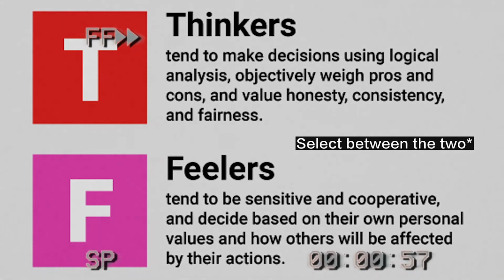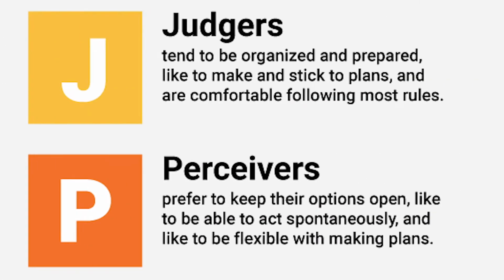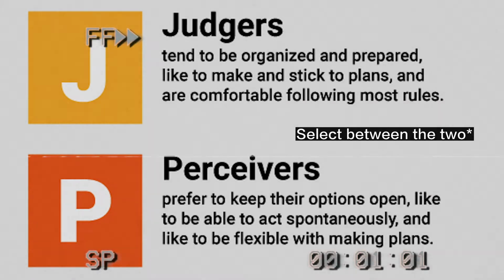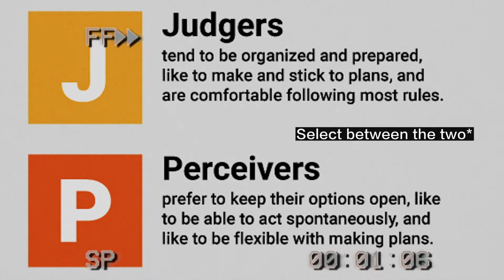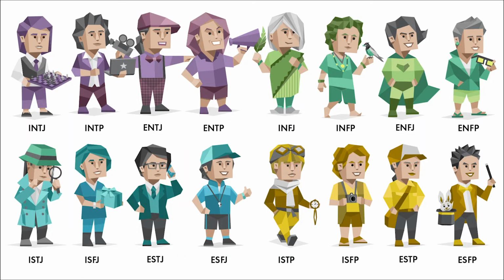They tend to be sensitive and cooperative, and decide based on their own personal values and how others will be affected by their actions. Lastly, J stands for judgers. They tend to be organized and prepared, like to make and stick to plans, and are comfortable following most rules. And P stands for perceivers. They prefer to keep their options open, like to be able to act spontaneously, and like to be flexible with making plans. Now you have 4 letters that represent your personality type. The result might not be 100% accurate as this was not the actual MBTI test, but this is good enough for you to be able to engage in this presentation.